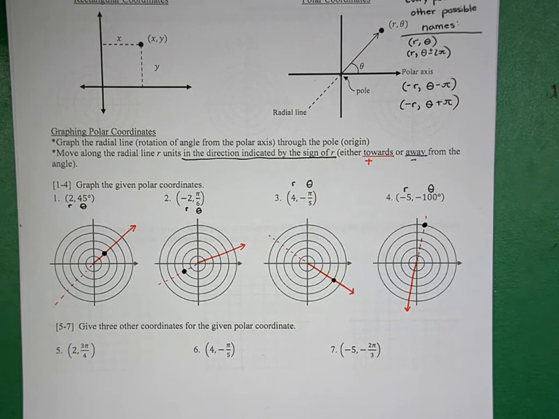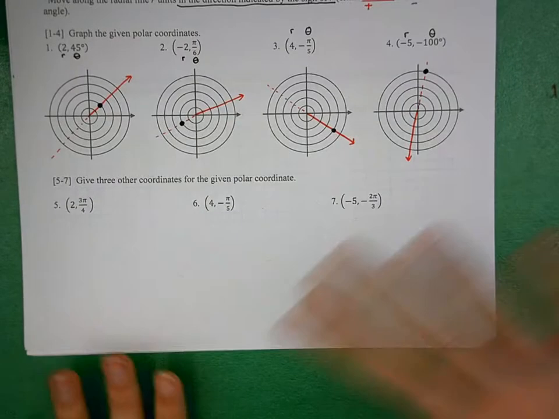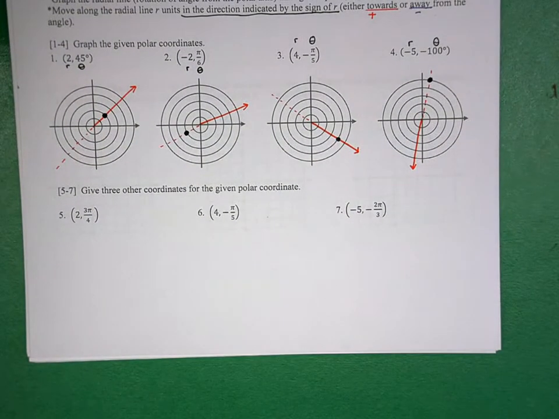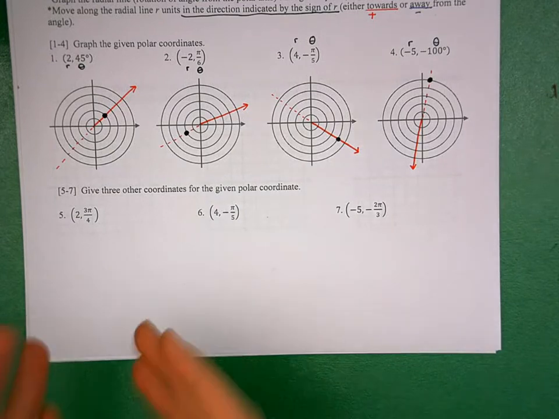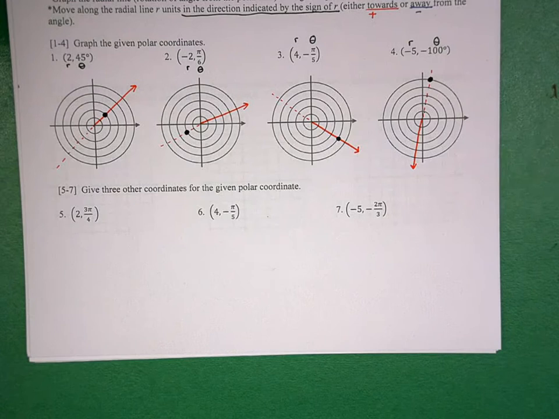Okay? I, though, am now going to move on to numbers 5, 6, and 7. So again, pause the video if you need to. For 5, 6, and 7, we're saying, okay, we've now looked at graphing coordinate points. Well, if I've got this given polar coordinate point, what are 3 other coordinates that would give me the same location, would land me in that same spot?